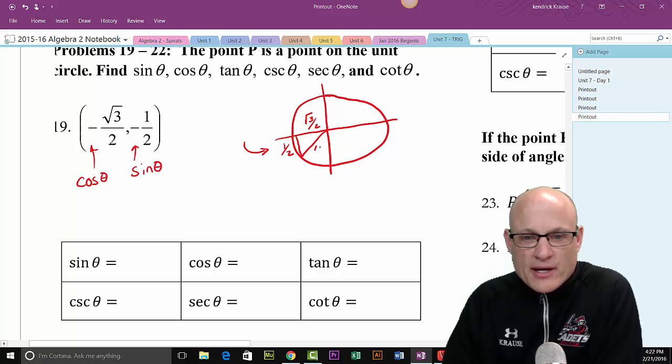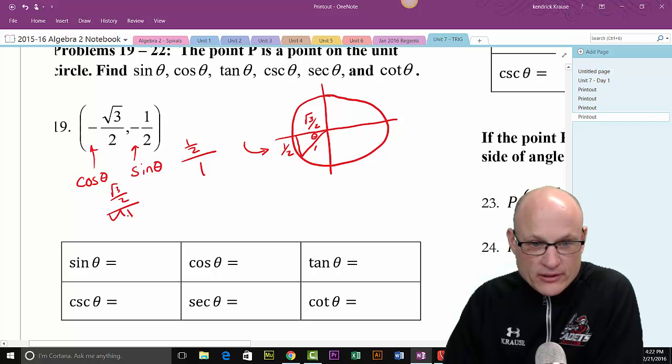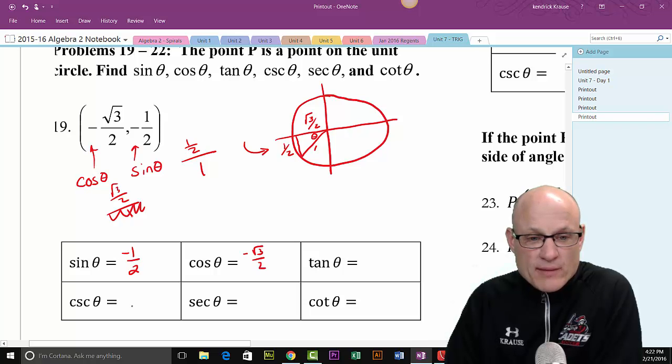Opposite over hypotenuse, 1/2 over 1. This is 1/2 over 1, opposite. Here's my angle. This would be the square root of 3 over 2 all over 1, but really you don't need this 1, right? So I know that the cosine of theta is negative square root of 3 over 2, and the sine of theta is negative 1/2. Well, that makes this negative 2. Now I got to take the reciprocal of this for secant, but we'll come back to that.